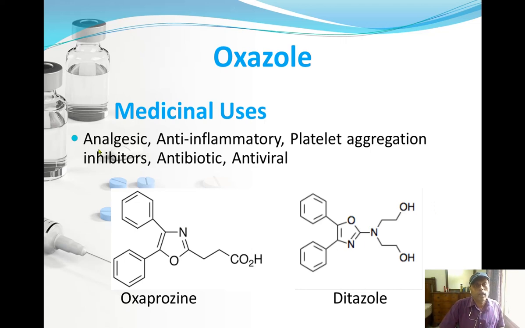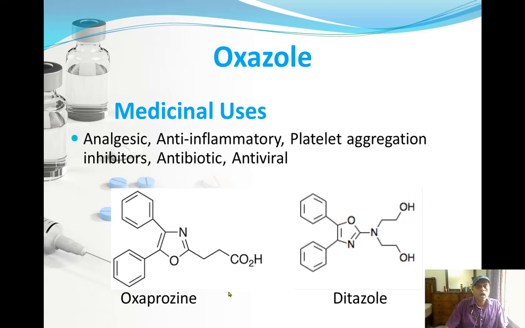So we can try to produce analgesic products using the oxazole ring. We can try to produce anti-inflammatory products, platelet aggregation inhibitor products, antibiotic products, and antiviral products using the oxazole ring. So here are two compounds. The first one is oxaprozin.